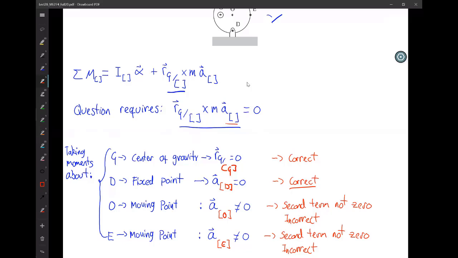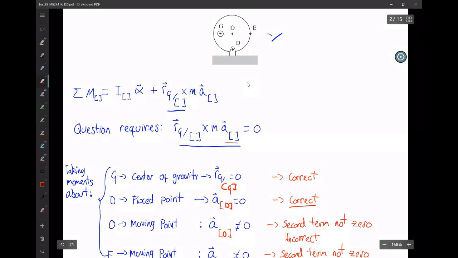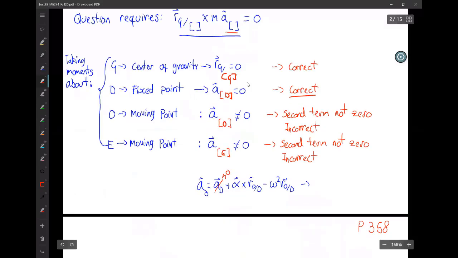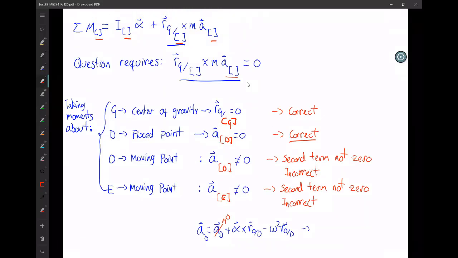And then the other thing is that we need to be consistent. Whatever we choose for the point where we take moments is what we need to choose to put here, here, and here. Otherwise, for instance, if I take moments about O, but I calculate the moment of inertia about G, then that is not going to work out. So this is very important to remember. Is this clear for most of you? Okay.